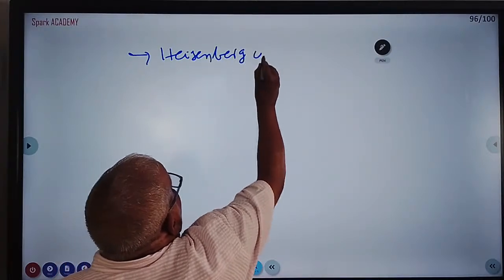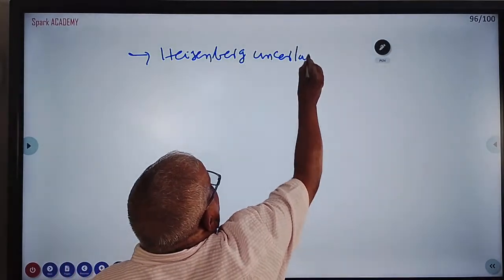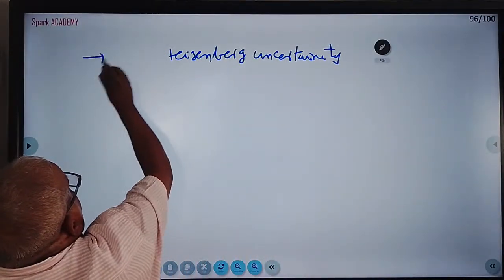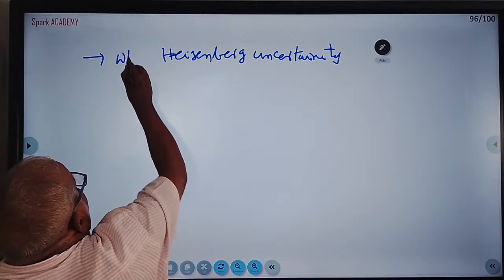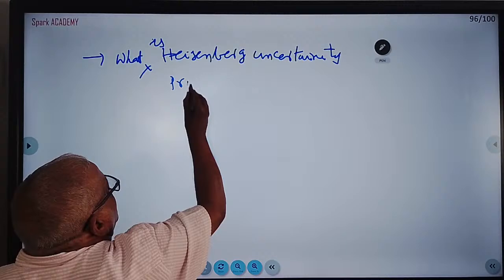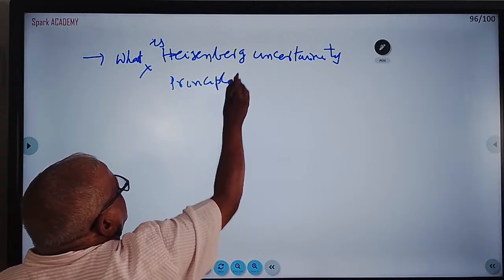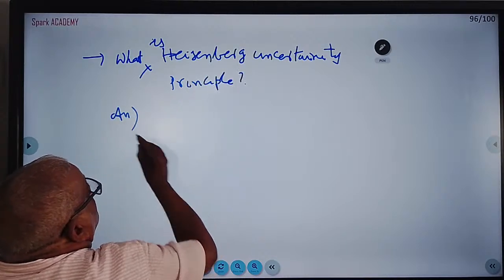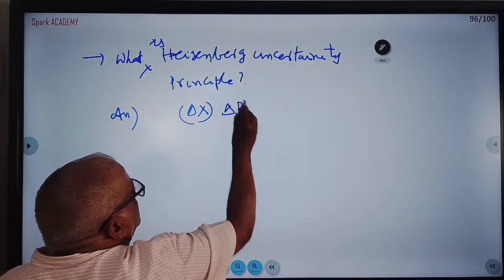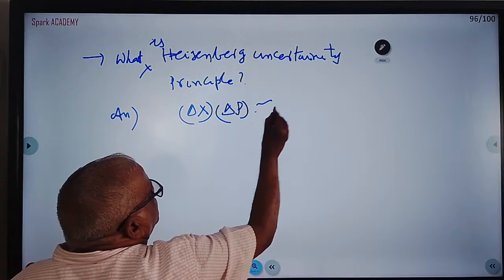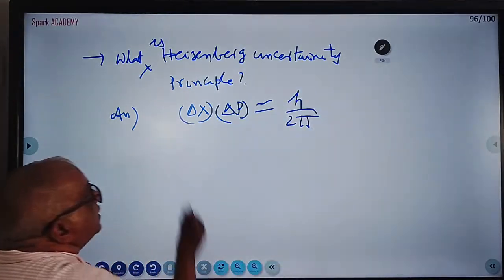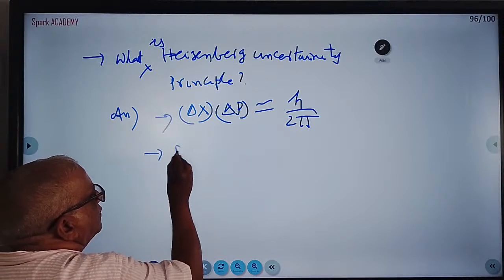Heisenberg's uncertainty principle. What is Heisenberg's uncertainty principle? Answer: delta x into delta p, change in position into change in momentum, is approximately equal to h by 2 pi. Position and momentum at a time cannot be found out.